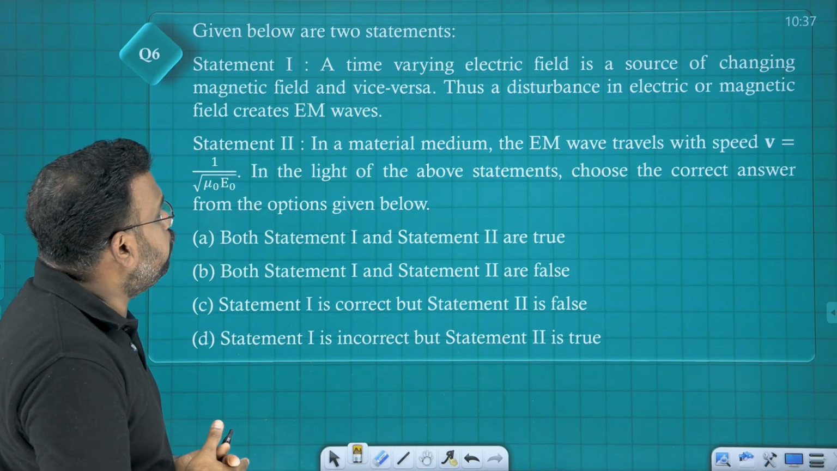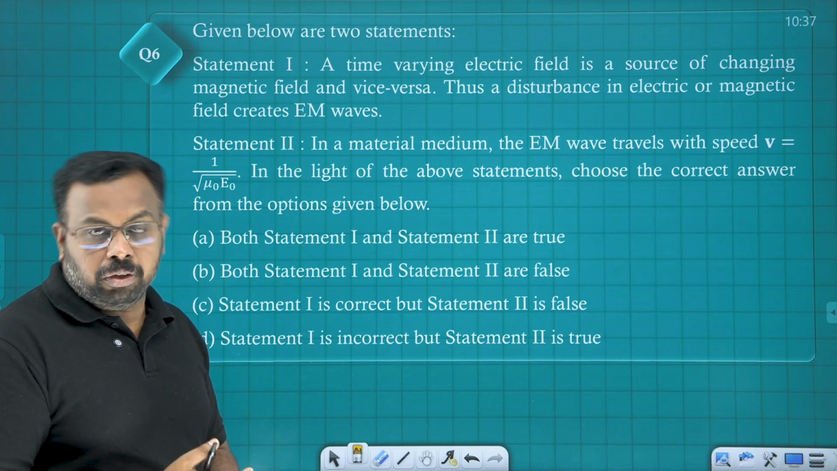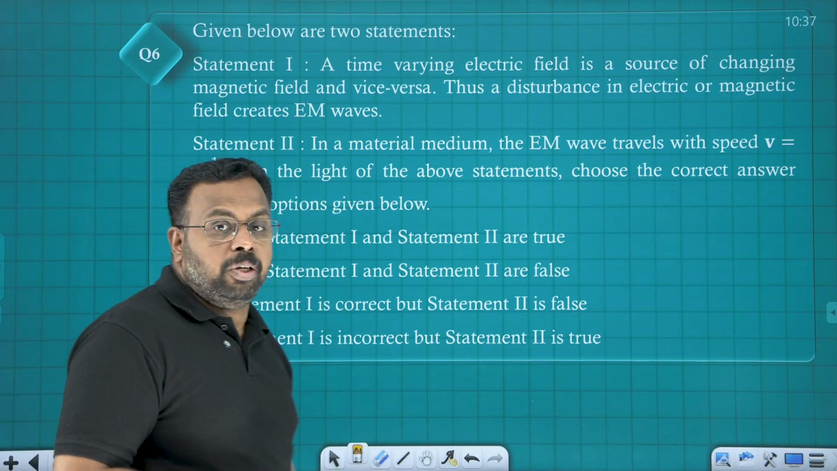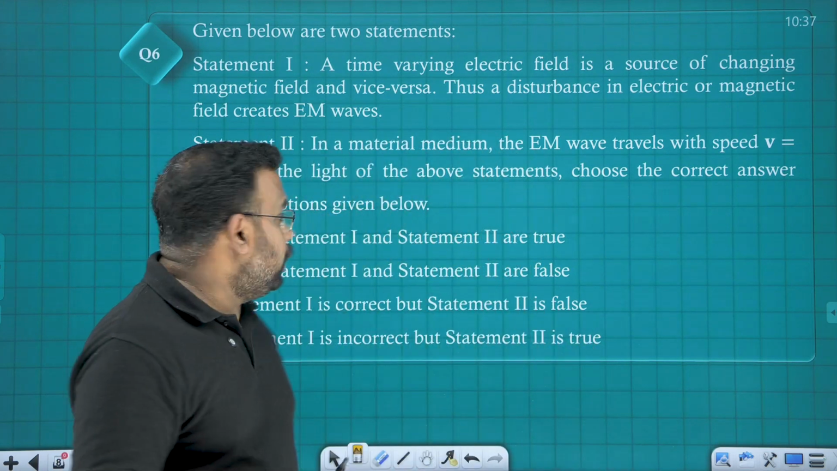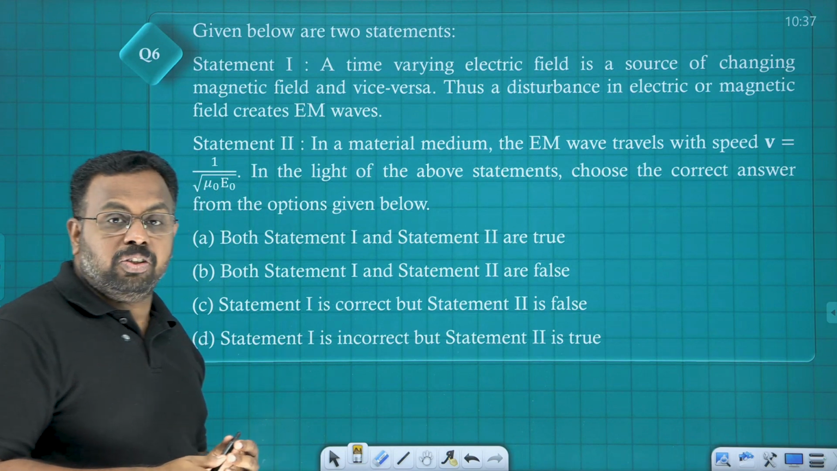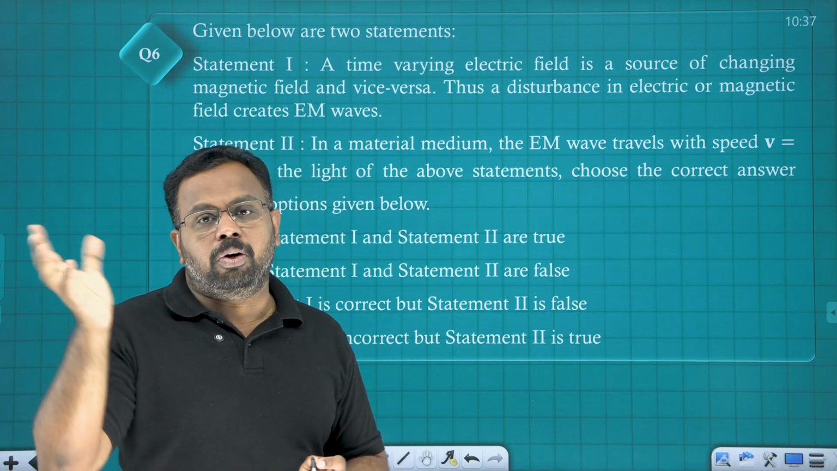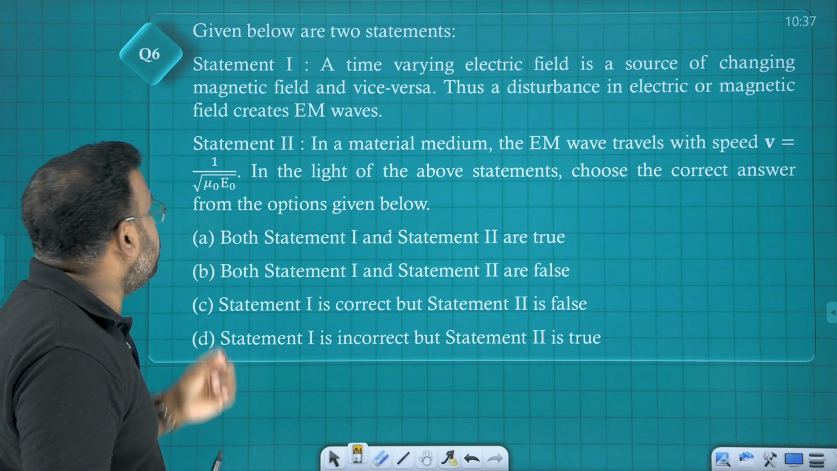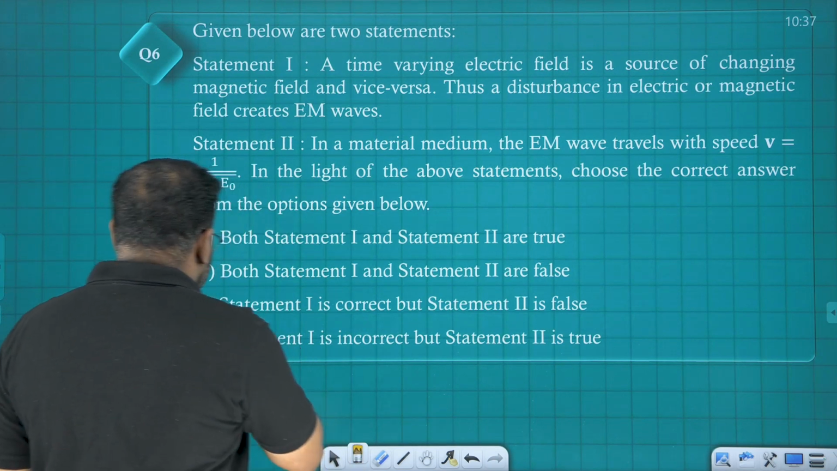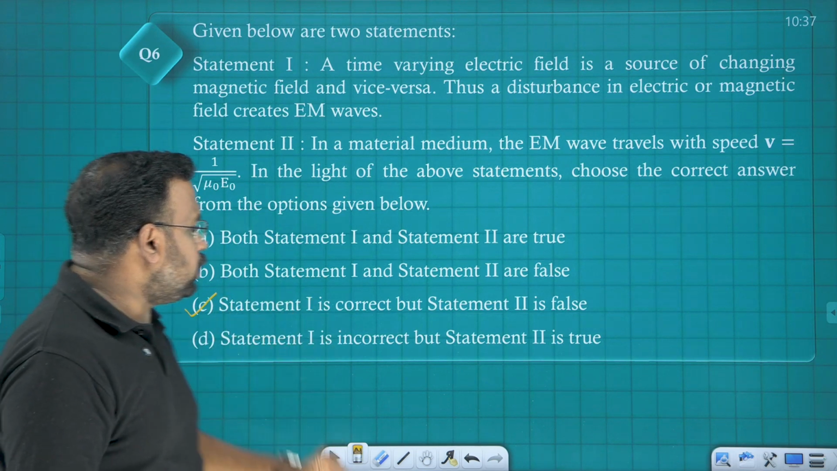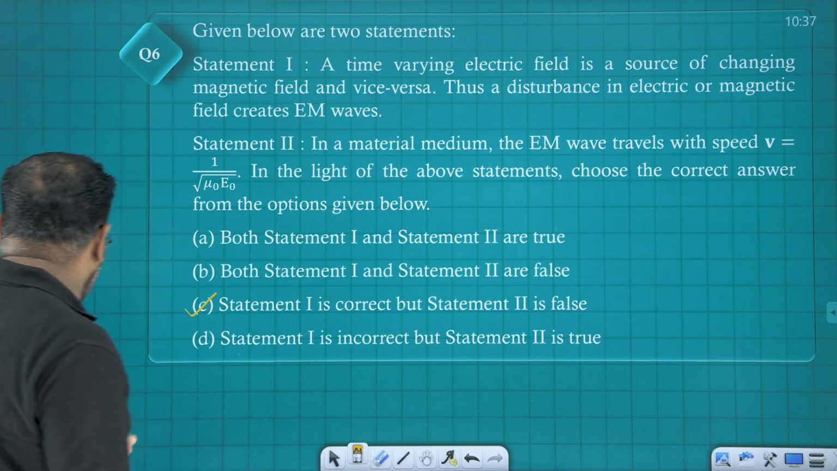In a material medium, the EM waves travel with a speed V is equal to 1 by root of mu naught epsilon naught. Wrong. 1 by root of mu naught epsilon naught is the speed in vacuum or free space. In material medium, the formula is not this one. What is the formula? Either mu epsilon or mu naught mu r epsilon naught epsilon r. Which means statement 1 is correct and statement 2 is false. So option C is the right answer. Statement 1 is correct but statement 2 is false. Got it? Yes. Question number 7.